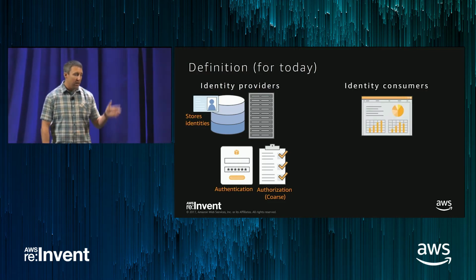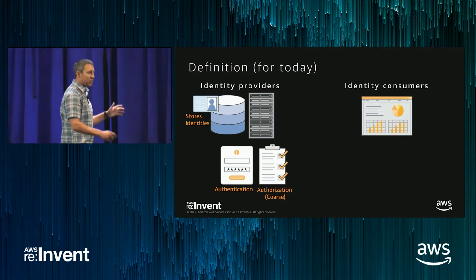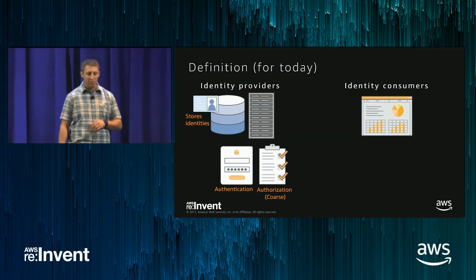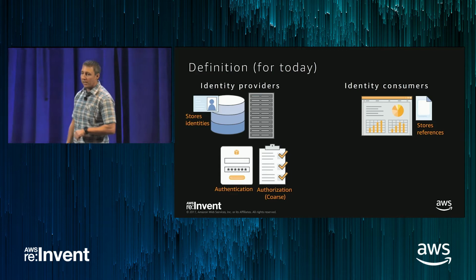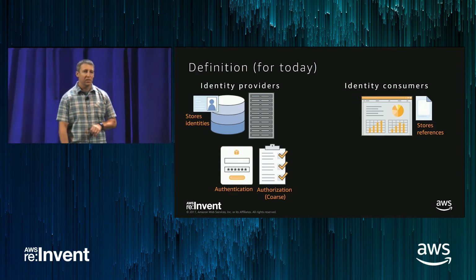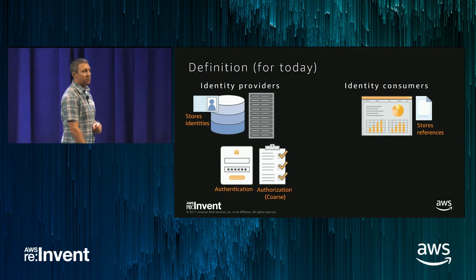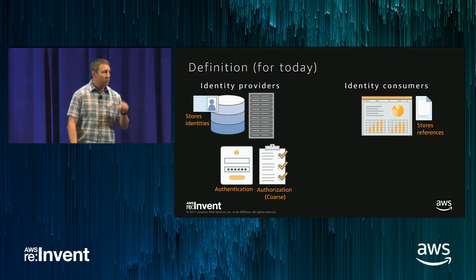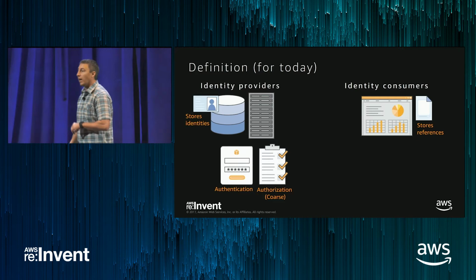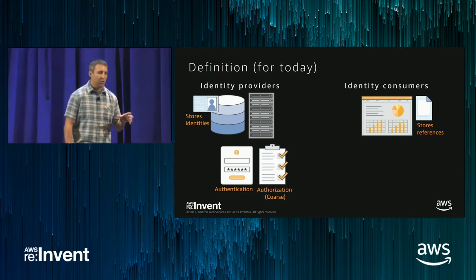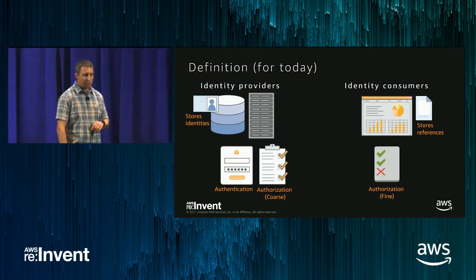On the other hand of the equation, we've got, we'll just call it generically, an identity consumer. On this side of the fence, we're not going to actually store the credential, we're not going to store the identity, but we're likely going to store a reference to that. We still have to have a notion of who that user is, but we're just going to do it at a level that's once removed from that actual super sensitive credential through a non-sensitive link.